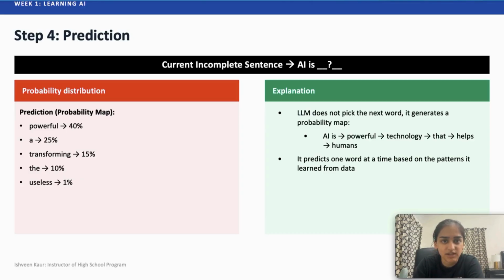Just to recap, first the model tokenizes the input that you give it, and then it embeds it to turn it into a numerical representation that the model can understand. Then you pass it through a transformer model. Lastly, it goes through a prediction process where it generates words based on a probability mapping.